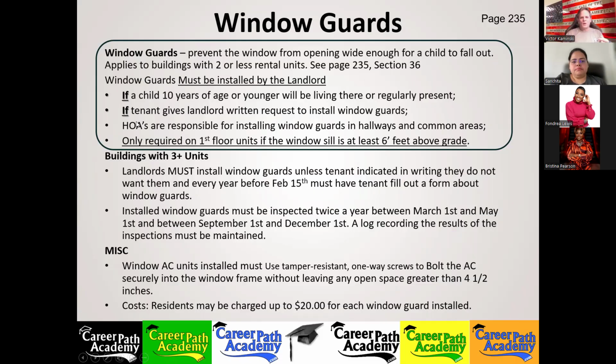Okay. Window guards must be installed by the landlord if a child 10 years of age or younger will be living there or regularly present, if the tenant gives the landlord a written request to install those window guards. Homeowners associations are responsible for installing them in hallways and common areas, of course. And window guards are only required on first floor units if the window sill is at least 6 feet above grade, above the ground. That's what that means. The window sill is the bottom of the window. So if the bottom of the window is at least 6 feet above the ground, that child falls out, they can get hurt. So they need to have a window guard.